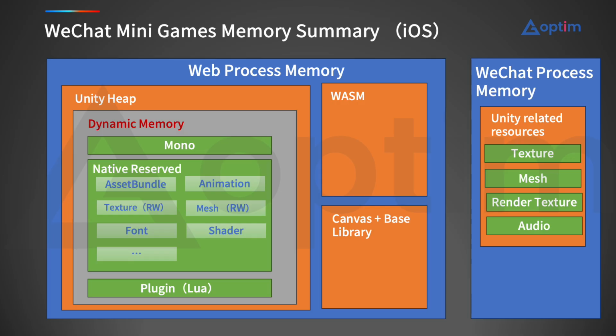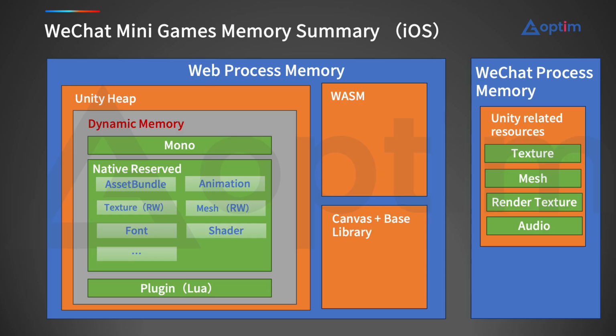Dynamic memory consists of three main parts: monoheap, native reserved, and plugins, such as Lua. Inside native reserved, we observed native asset bundles are allocated here. Animations directly increase native usage. Textures and meshes with RW enabled allocate a copy here. Built-in Unity native resources such as fonts, shaders, and particle systems also consume native reserved memory. Another significant contributor is the IL2CPP runtime. According to official documentation, optimizations have been made to reduce its native reserved footprint. We did not perform in-depth analysis on Lua plugin memory usage.